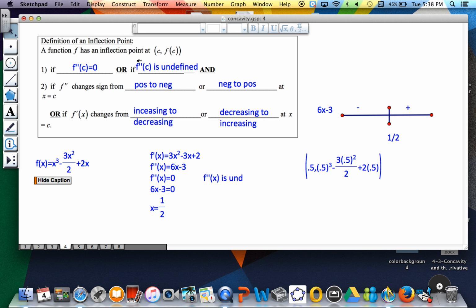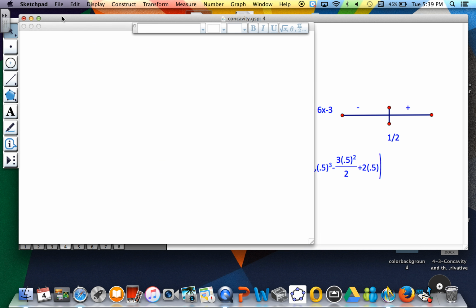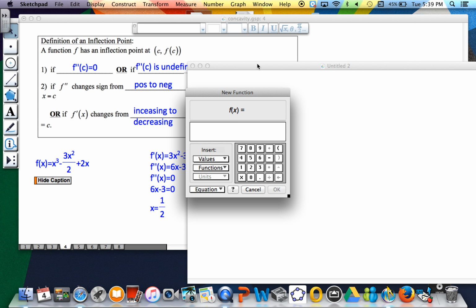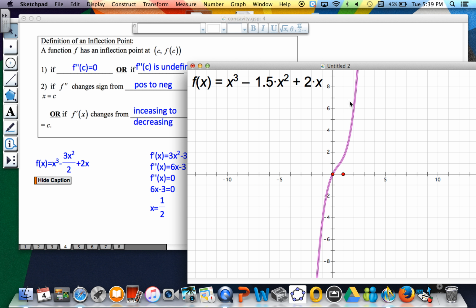If you wanted to look at a graph of the function, and I don't mean to just get wild and wacky here. Is there a blank? Nope, there's not a blank sketch. If I were to go here and graph x to the third minus, I'm just going to call it 1.5x to the second plus 2x. Ooh, look at 1/2. x equals 1/2. There's your inflection point. Hope this helped.